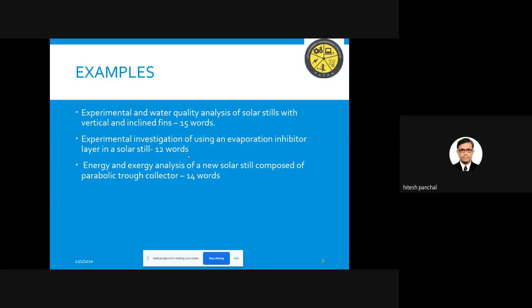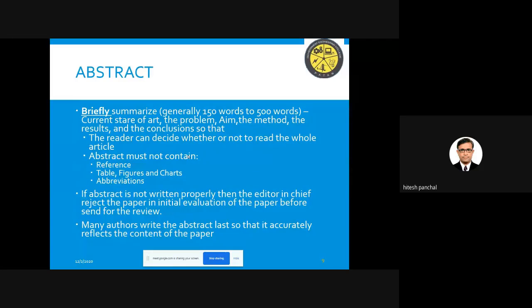Okay. Now, the abstract. If you write the abstract, it also shows your character, that means how good a researcher you are. You can easily understand that from the abstract. And if you don't want to read the whole paper, but you read the abstract and conclusion, you can easily understand the work done by the particular researcher. That's why abstract writing is very important.